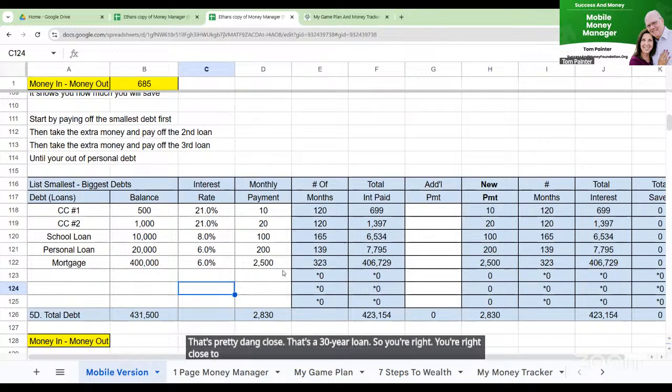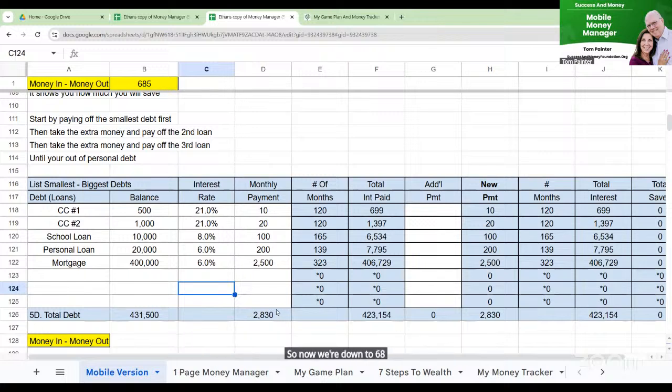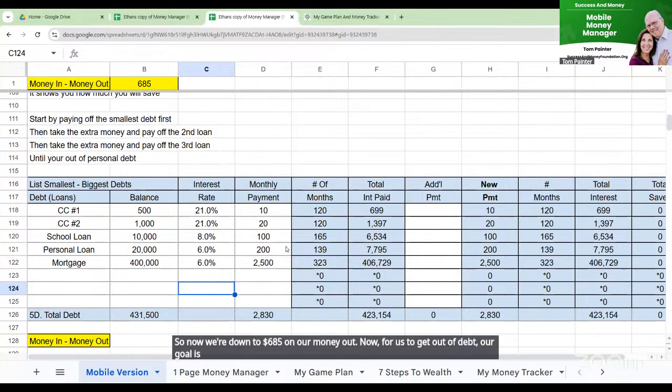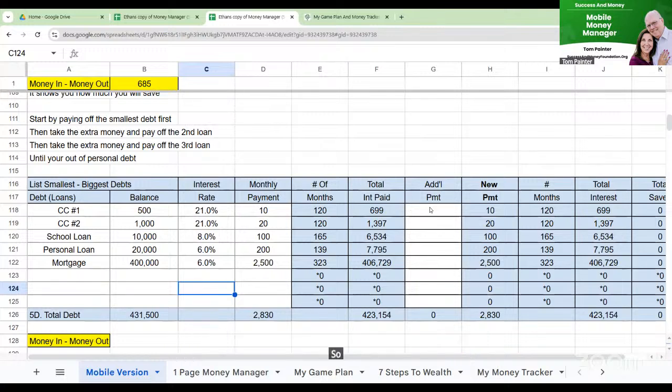What's so cool about our system here is you can see that monthly payment of 2,830 on your debts is being taken out of your money out. So now we're down to $685 on our money out. For us to get out of debt, our goal is to kill the little debt first and then destroy it. So we got $685 to do something with. Let's go add another $100 to that additional payment right there, Ethan.